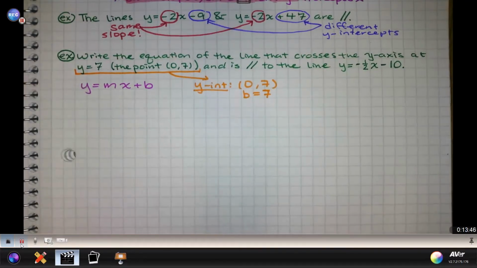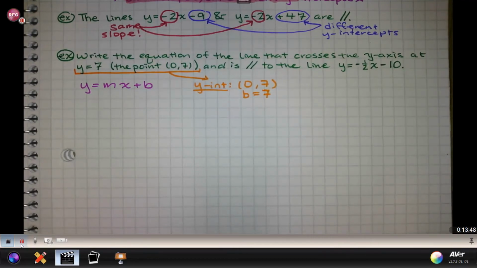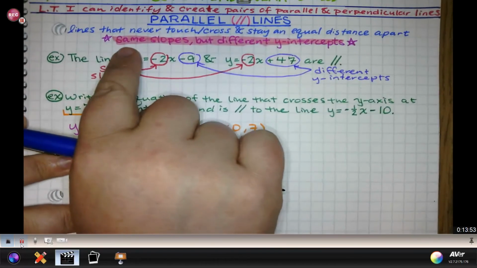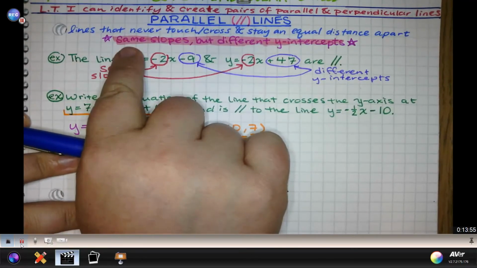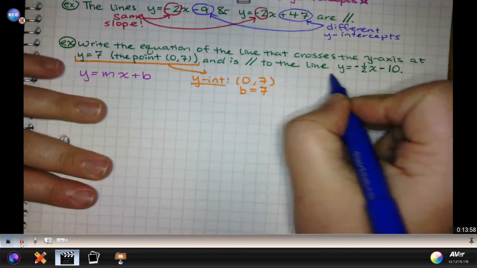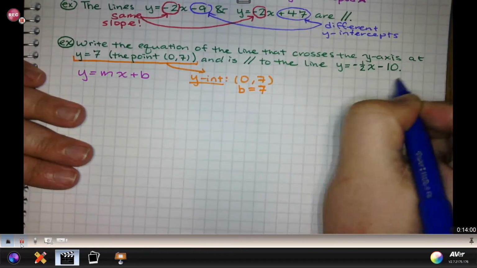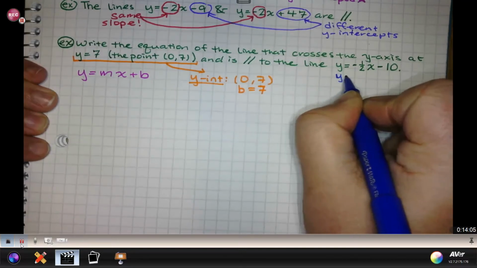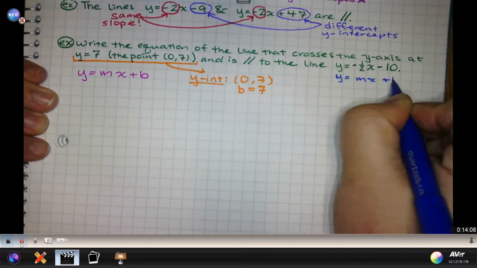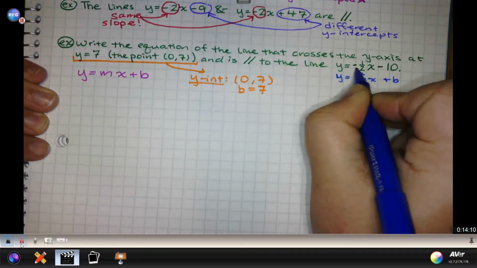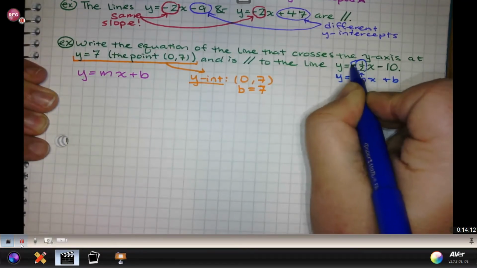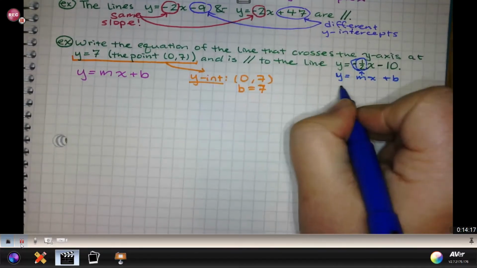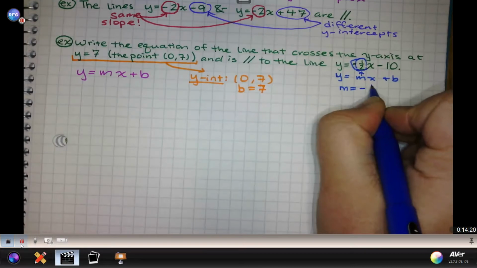Now I need the m. Well, how do I find m? What we know is it's parallel to this line, and parallel lines have the same slopes. So what I want to do is use this to help me find my slope. So again, y equals mx plus b. So the slope, got to include that negative, is m equals negative 1/2.